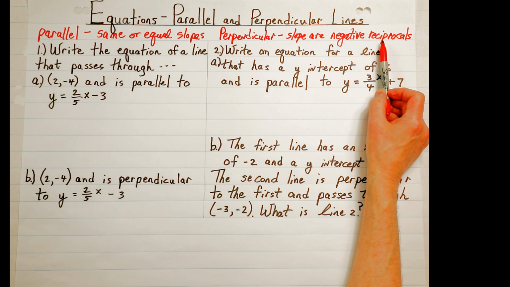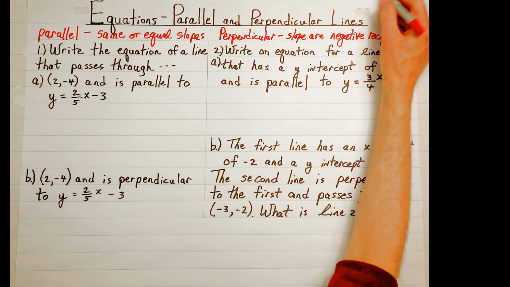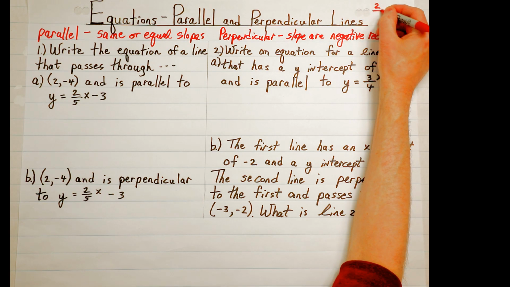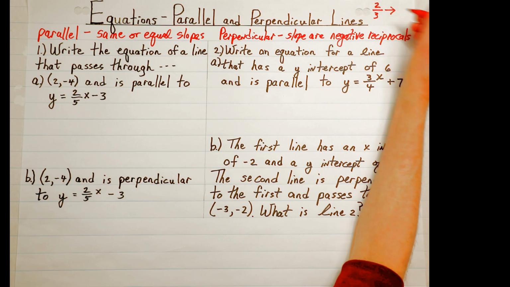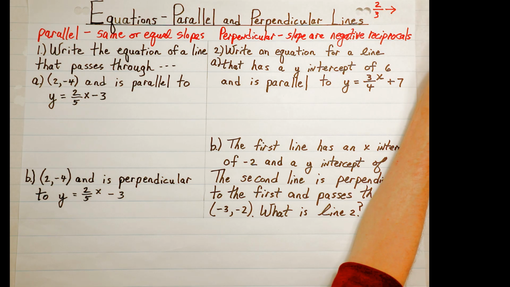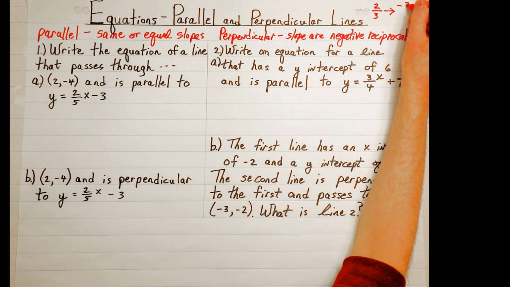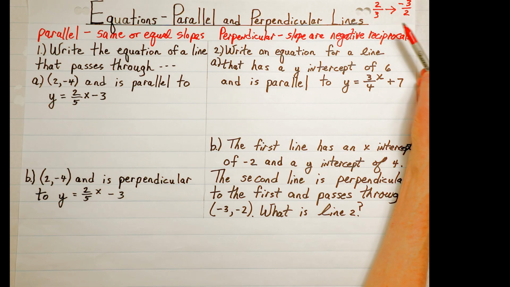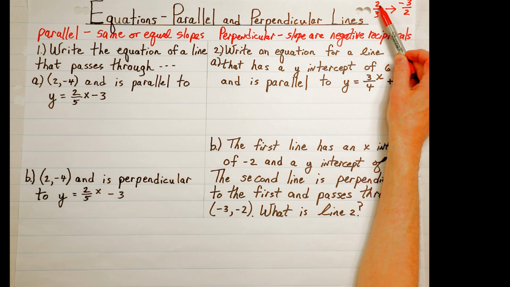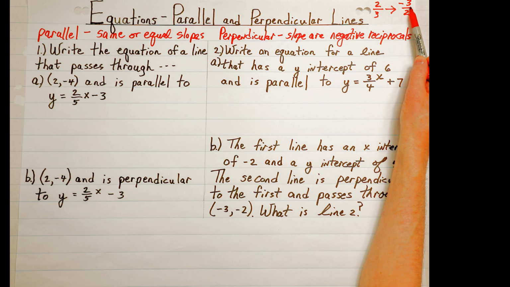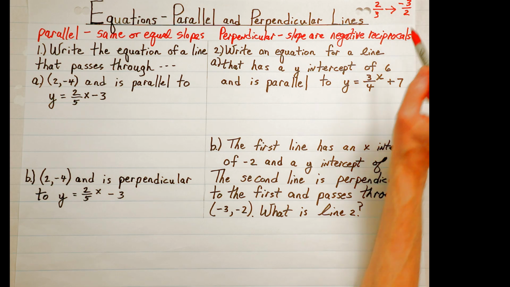Remember something like 2 over 3? If 2 over 3 is your slope, what is the slope of a perpendicular line? Minus 3 over 2. So what you have to do is flip the fraction over and change the sign. Don't forget to change the sign.